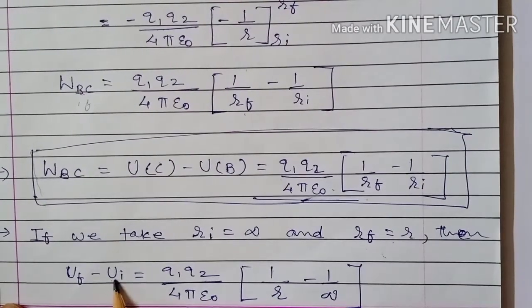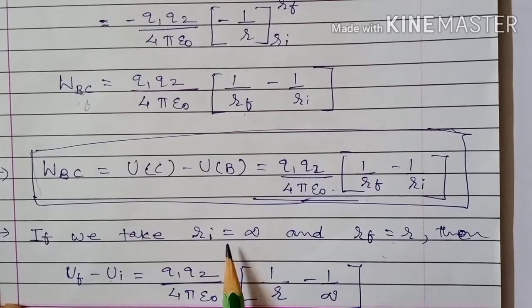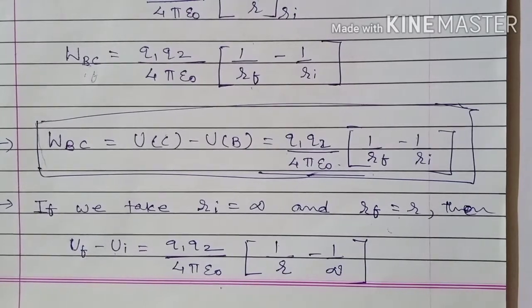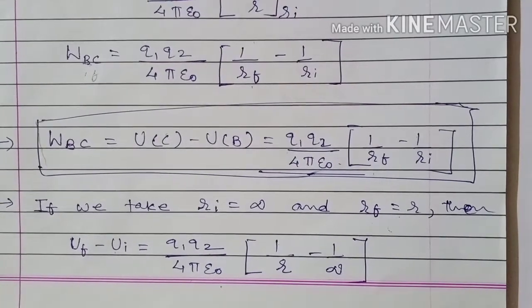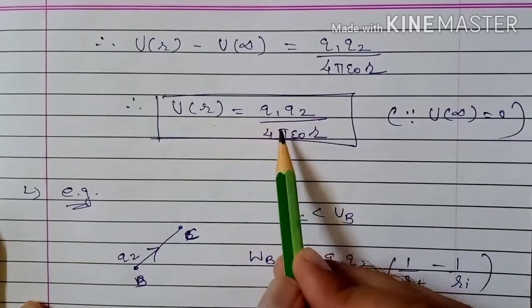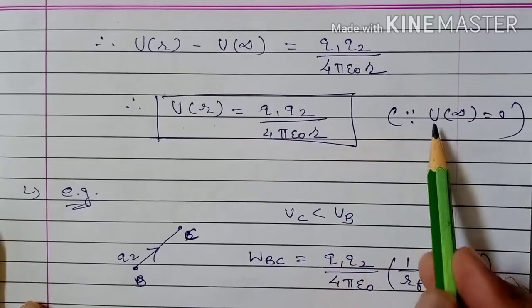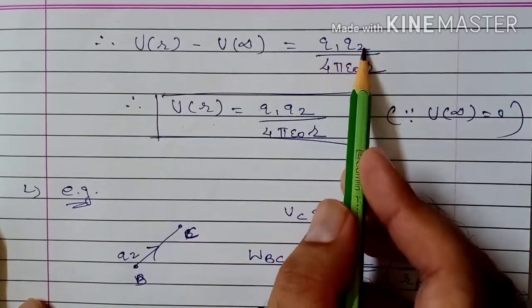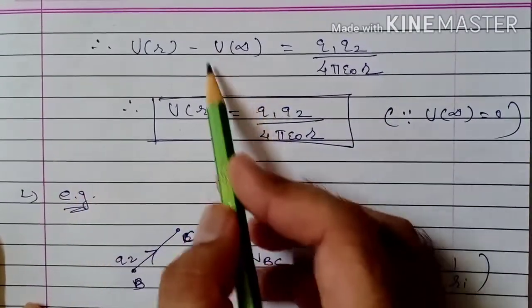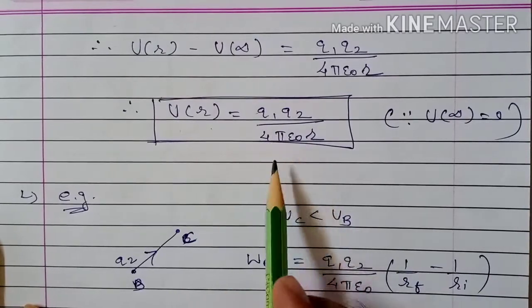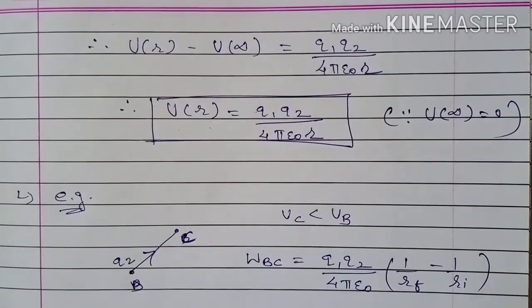But this is the potential energy difference from the initial point, and initially we started from infinity, and we know that potential energy at infinity is 0. So we can write, potential energy at distance R is equal to Q1 Q2 upon 4 pi epsilon naught R, because potential energy at infinity is 0. UR minus U infinity is equal to Q1 Q2 upon 4 pi epsilon naught R. U infinity is 0. Therefore potential energy at distance R is equal to Q1 Q2 upon 4 pi epsilon naught R.